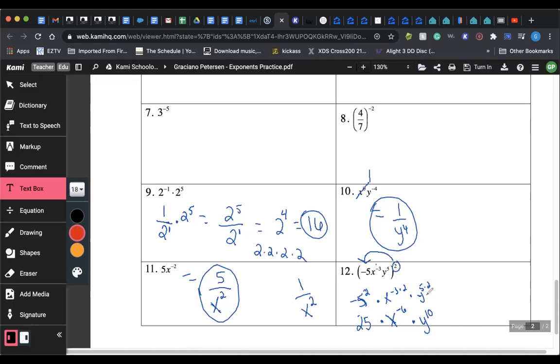Okay, so when I simplify this, I need to make sure that I move x to the -6 to the denominator. I have to move that down. So my answer is going to be 25 y to the 10th over x to the 6th. That's my final answer. So it's going to be what? 25 y to the 10th over x to the 6th.